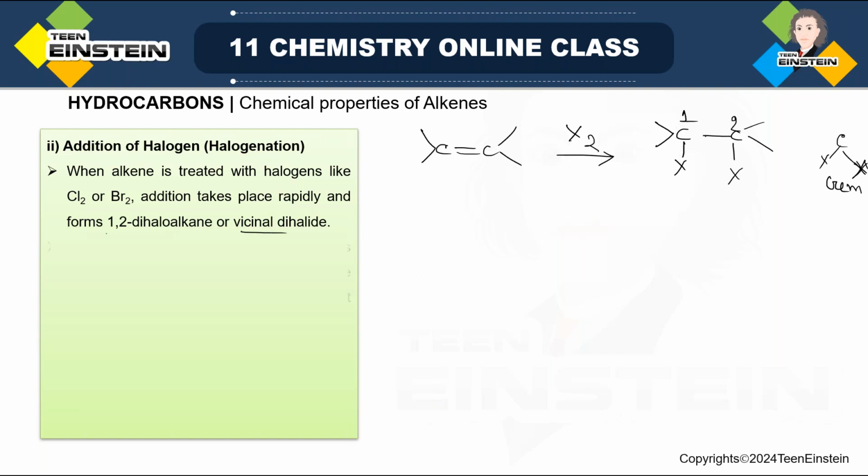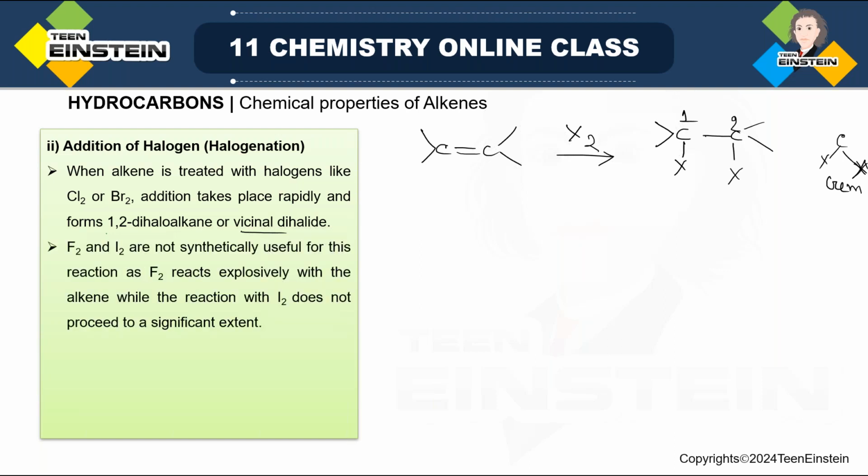Okay. Now in this case, F2 and I2 are not synthetically very useful. You can do the reaction, but the problem is when you take F2 as the halogen, the reaction is so explosive, so reactive a reagent, that you will end up with mixtures of so many products. Side products will be so high that it will be difficult for us to isolate the actual desired product. And the problem with iodine is that it doesn't proceed to a significant extent. There is a possibility that it will move towards the reactant side again. That is the problem we face.